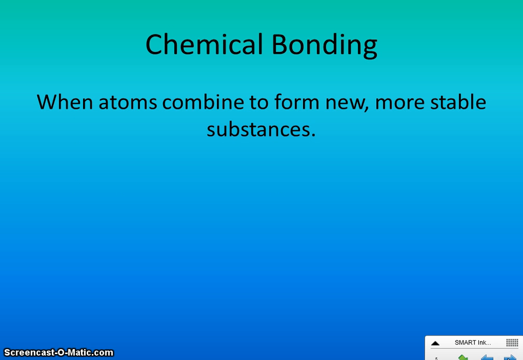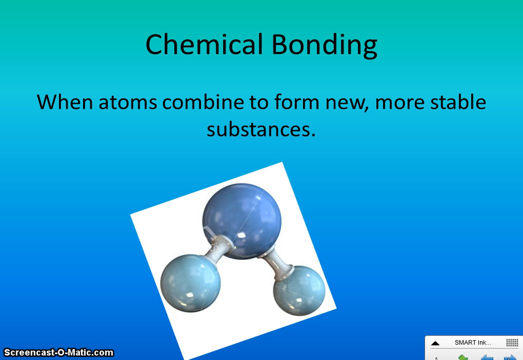Okay? In order for those atoms to stick together, they have to be bonded. We call those bonds chemical bonds. All right? This is when atoms combine and form new, and a really important piece here, more stable substances. Remember that atoms really are going for stable and neutral. That's the happiest state they could be in, if they're both stable and neutral.